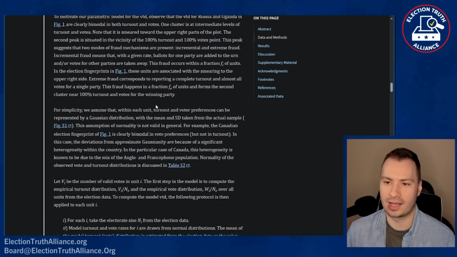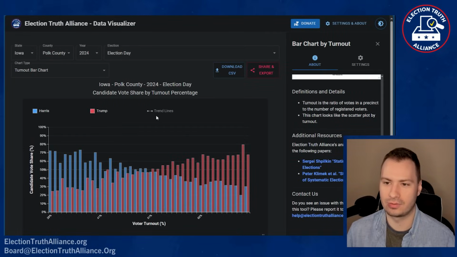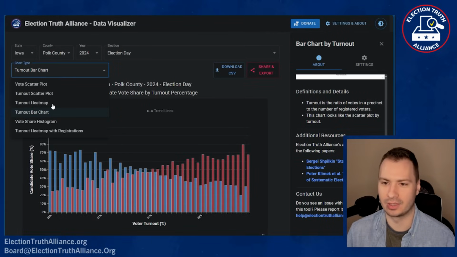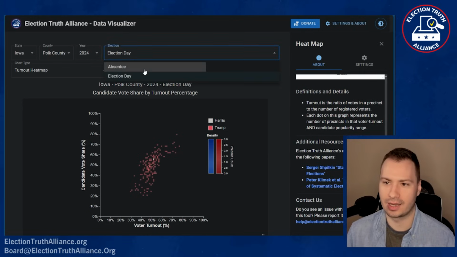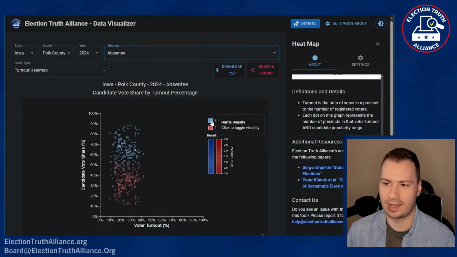And what we're going to highlight then is we're going to do this for Polk County, Iowa. So we did generate a way to do that. We're going to get rid of Harris. And in this case, we'll look at absentee again. So absentee, we see a bit more of that ball. It is spread out pretty interestingly, but we see a bit more of a circular ball.